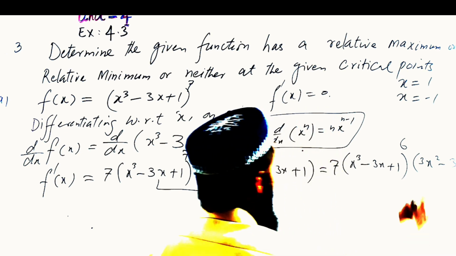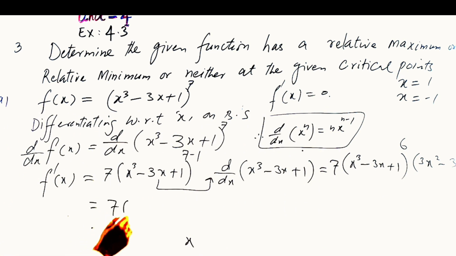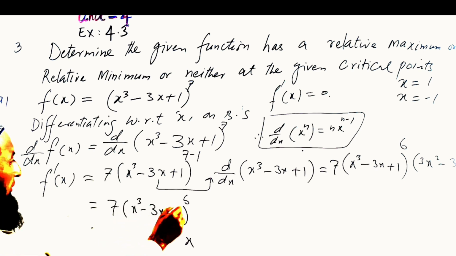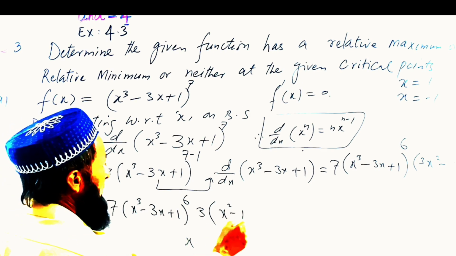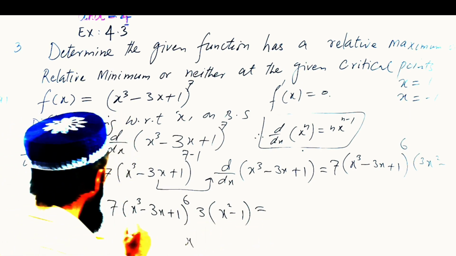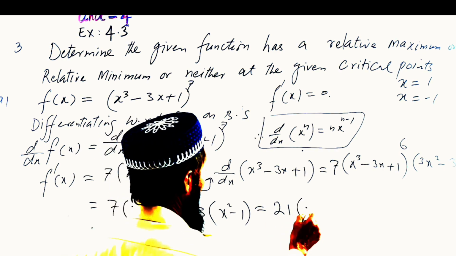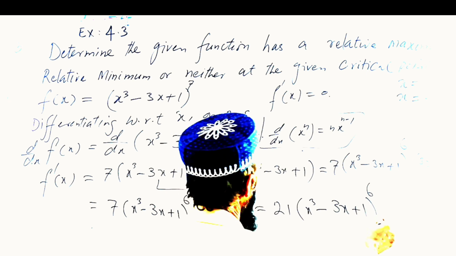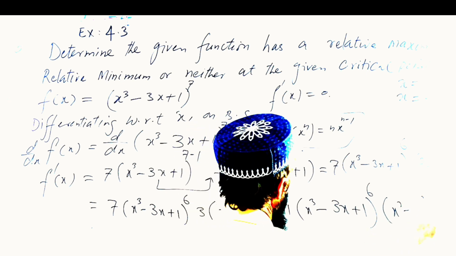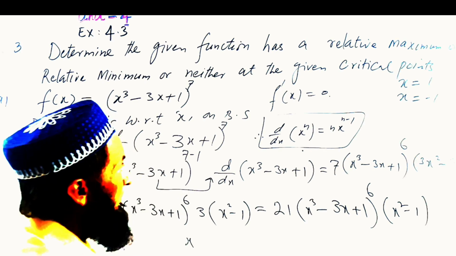Now we take 3 common: 7(x³ − 3x + 1)⁶ times 3(x² − 1). Now 3 multiplied by 7 we get 21(x³ − 3x + 1)⁶ (x² − 1). Now apply the given condition.